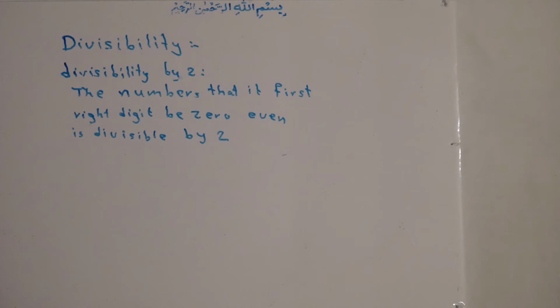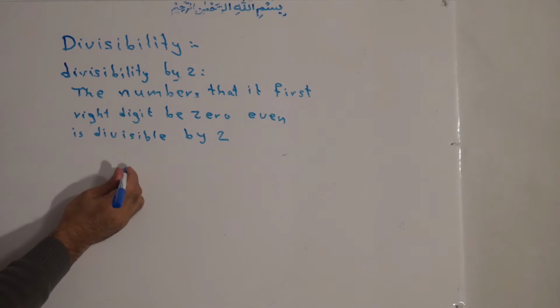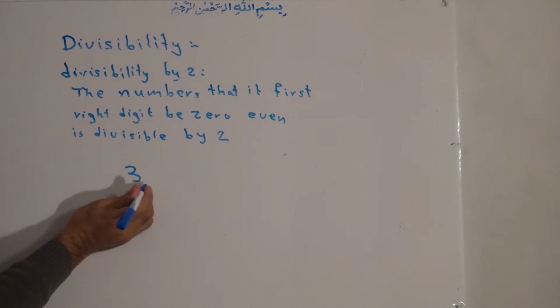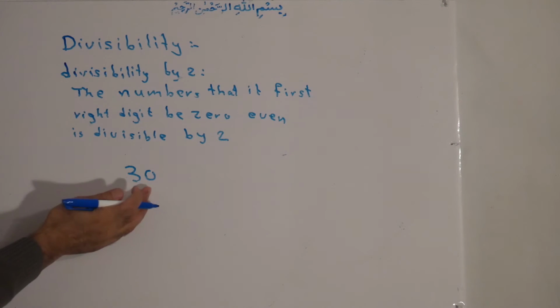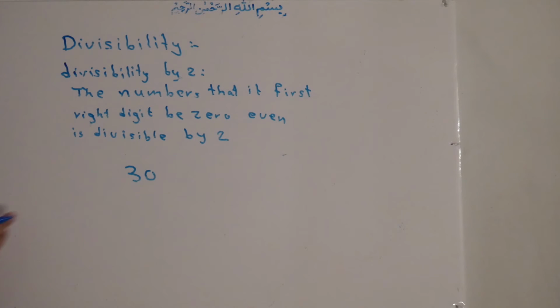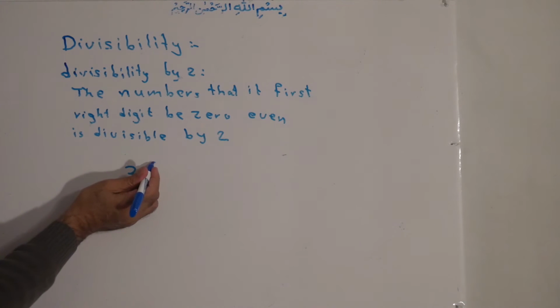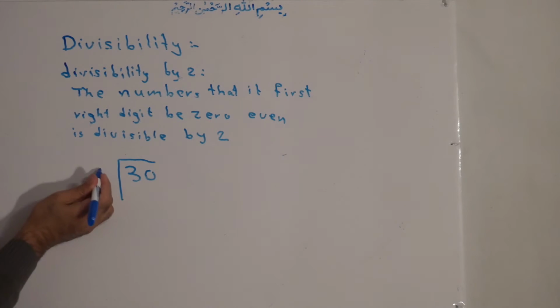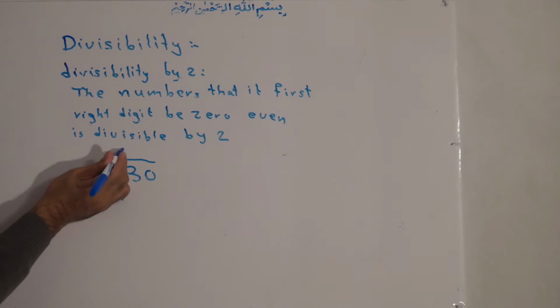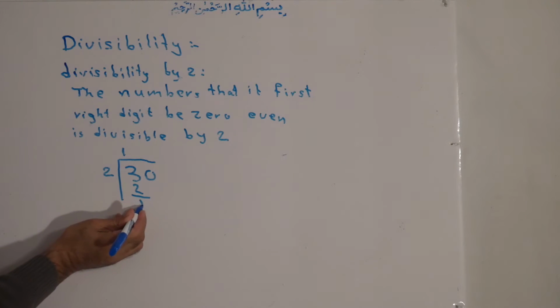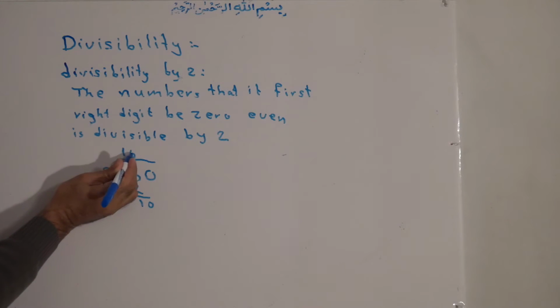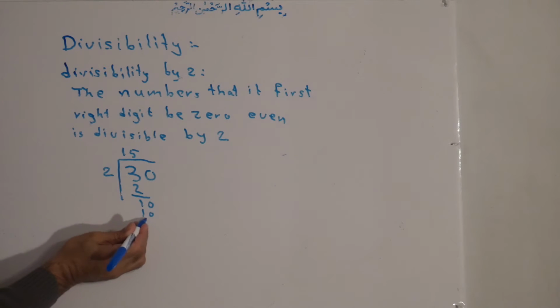What does that mean? For example, 30. The first right digit is 0. So, because the first right digit is 0, this is divisible by 2. We test whether it is correct or not. We divide this by 2. 1 times 2, 2. 3 minus 2, 1, 0. 5 times 2, 10. See, it's correct.